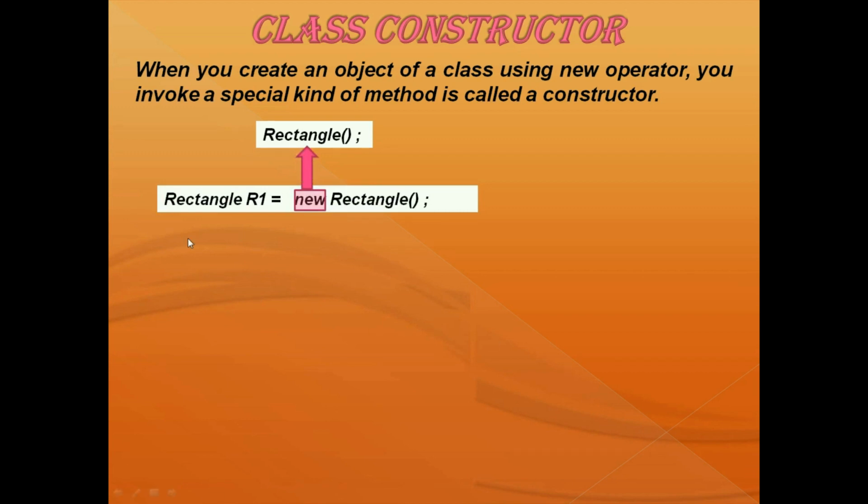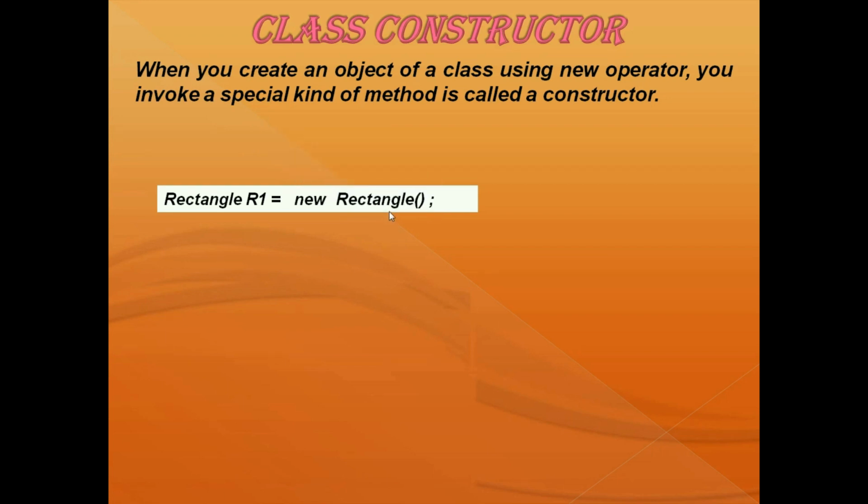For example, we have a class called Rectangle. So here we are creating an object of the Rectangle class. You can see here Rectangle R1 is new Rectangle, and on the right-hand side of this expression, there is a Rectangle word which is the same as our class name, but there are parentheses indicating that this is like a method, and this is what is known as a constructor in Java.